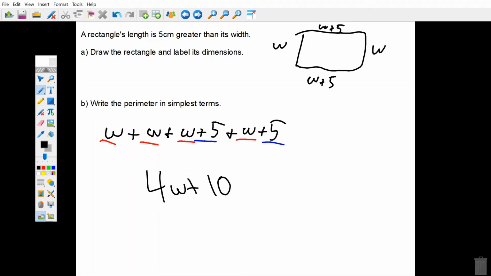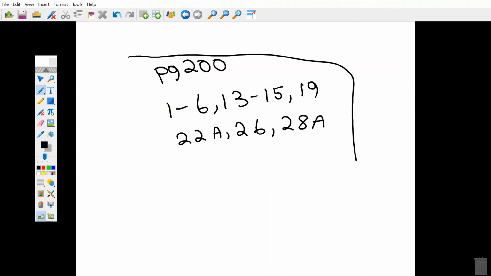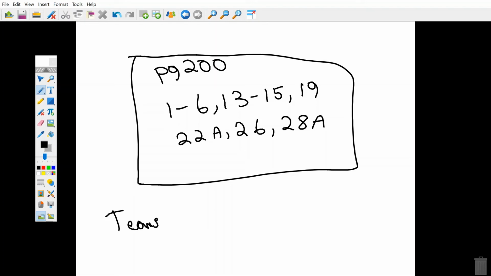Okay, at this point you should be prepared for the 5.2, 5.3 quiz. Here are some questions you can do to practice. When you finish these questions, please go to Teams to attempt the 5.2, 5.3 quiz.